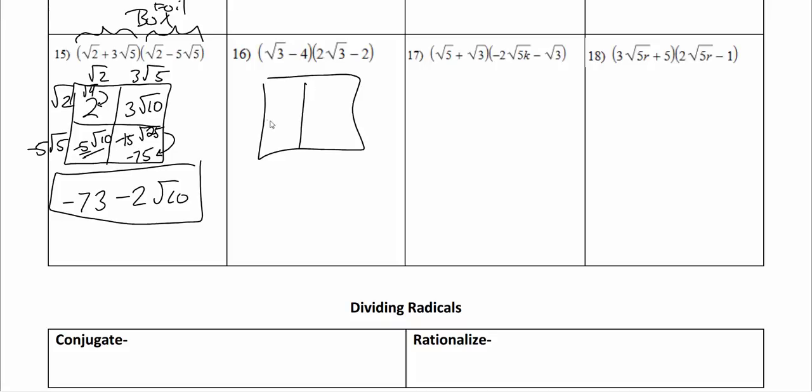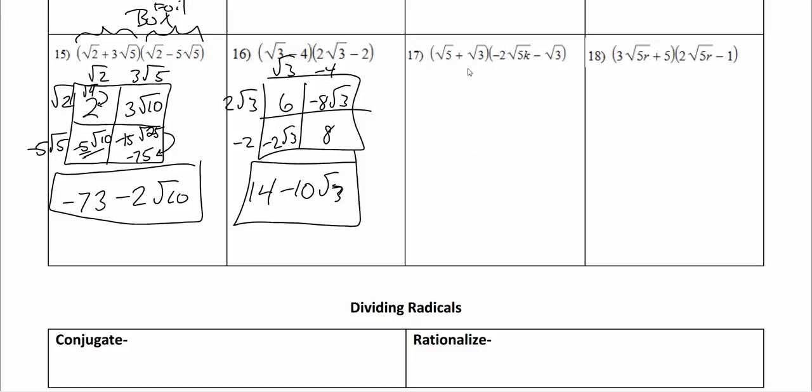Negative 3 minus 4 root 3, times 2 root 3 minus 2. Here we go. This is going to be a 6. Remember, root 3 times root 3 is 3, times 2 is 6. Okay, negative 8 root 3. This is negative 2 root 3, and this is going to be your 8. 6 plus 8 is 14. Negative 2 root 3, negative 8 root 3 is negative 10 root 3. Sorry about that.